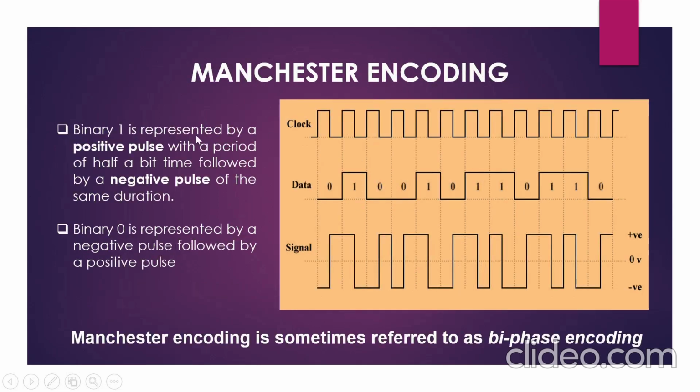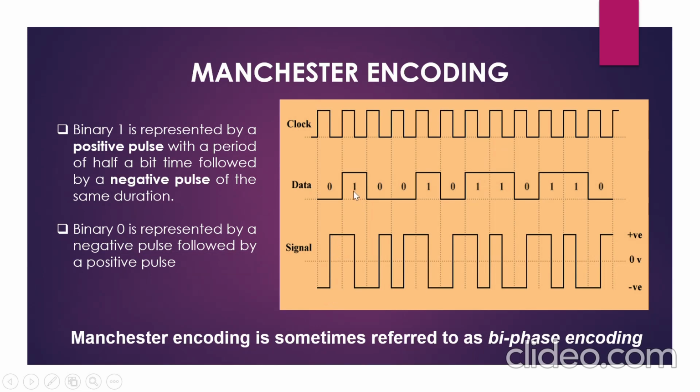Binary 1 is represented by a positive pulse with a period of half a bit time followed by a negative pulse of the same duration. Binary 0 is represented by a negative pulse followed by a positive pulse. Right? So as you can see from the diagram, 0 is represented by a negative voltage followed by transition to a positive voltage during the same bit time.